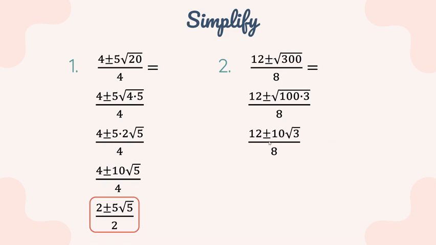Now, looking at 12 plus or minus 10 times the square root of 3 all over 8, I can see that the 3 of them, 12, 10, and 8, have a GCF of 2 because they are all even. So I'm going to divide all 3 of these numbers by 2. I get 6 plus or minus 5 times the square root of 3, all divided by 4, and that is indeed my answer.